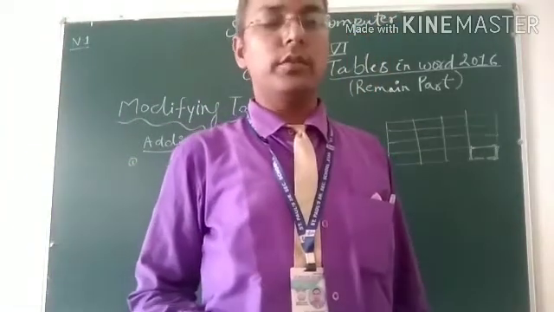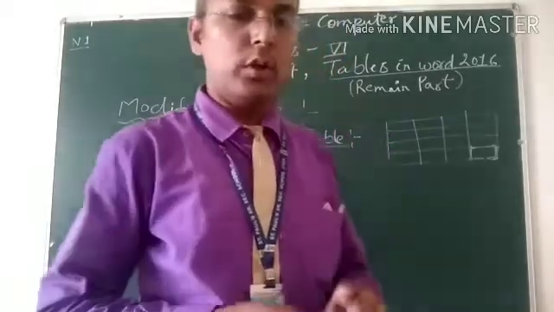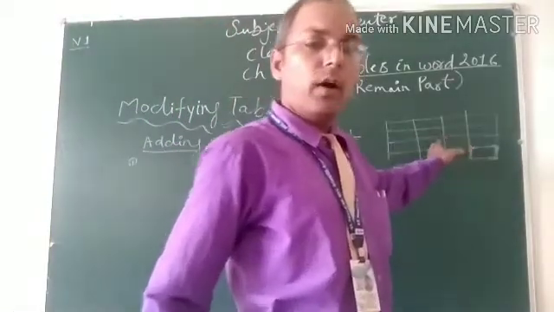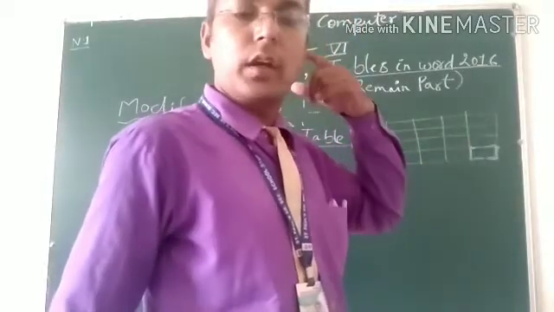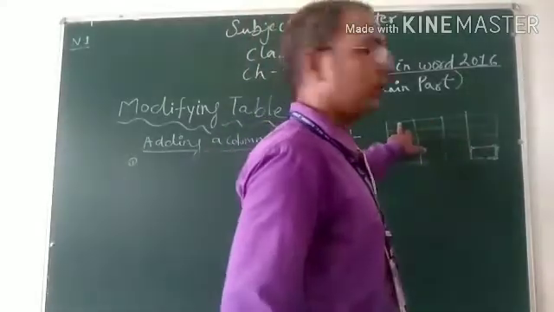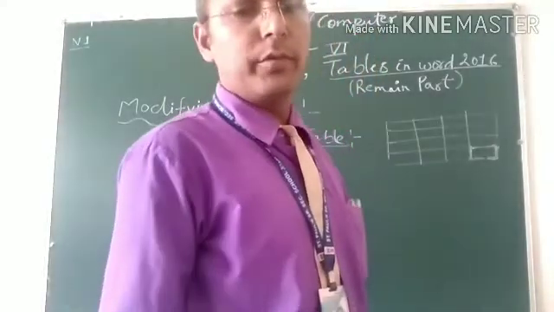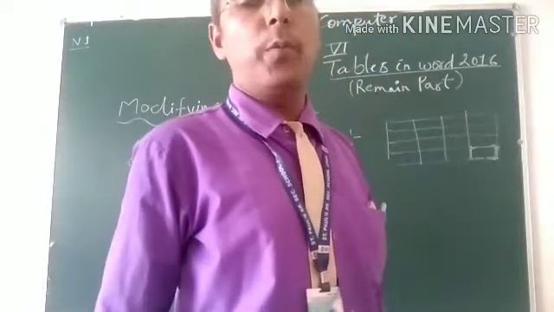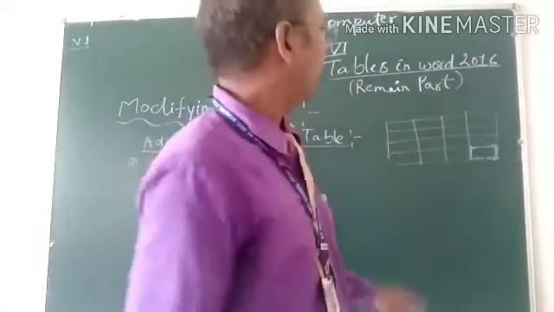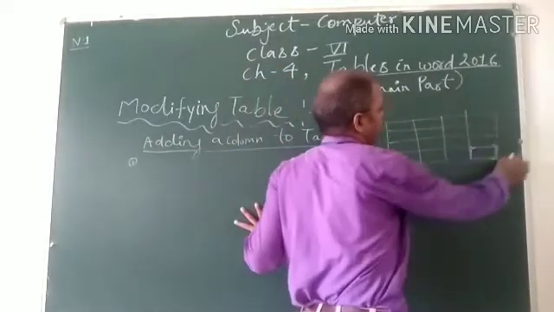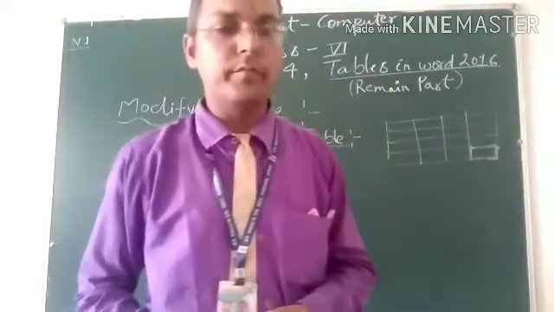keep the mouse focus on a column of the table, to the left or right of which the column is desired. The column will be added on this side or this side, whichever you desire.